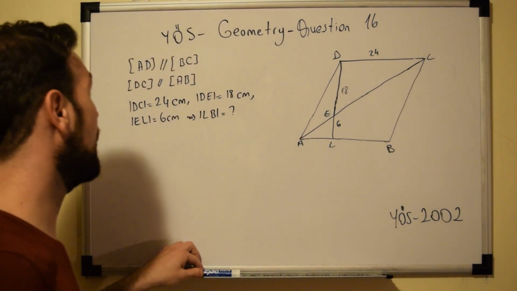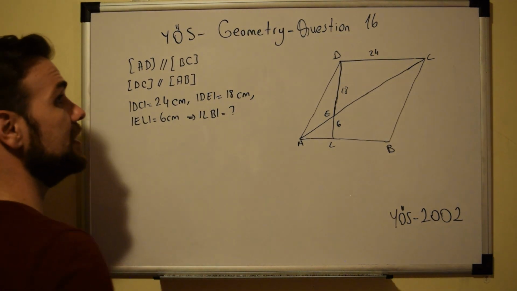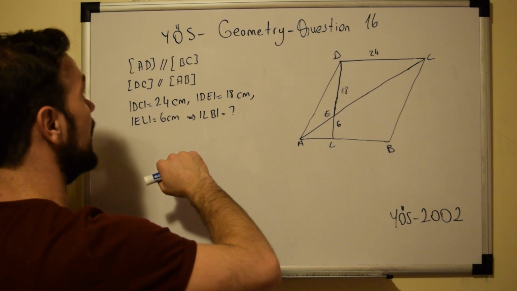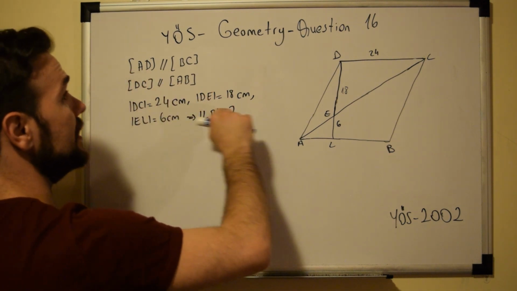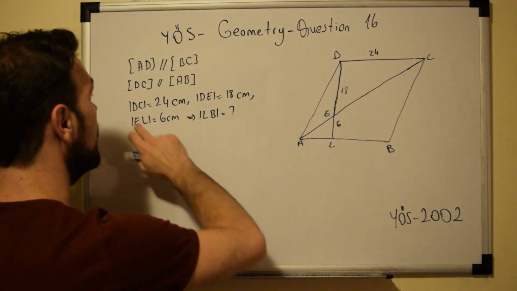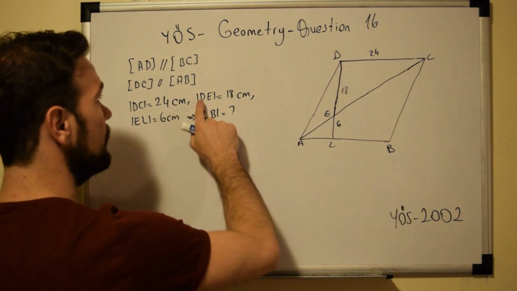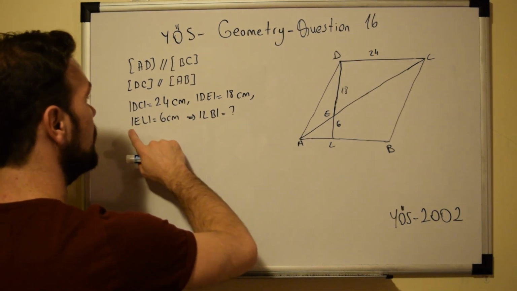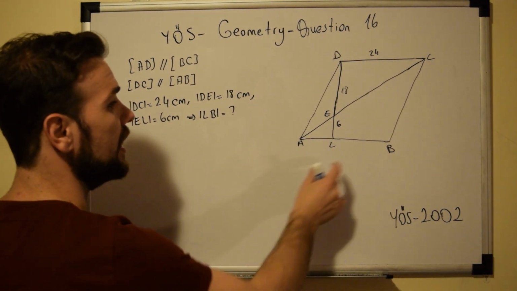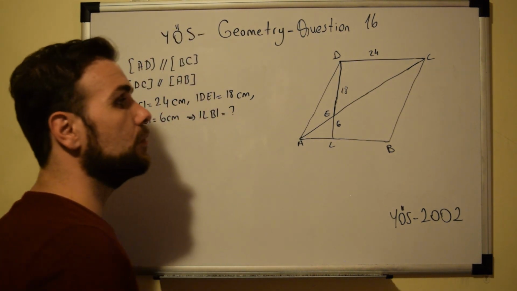In this question we have AD parallel to BC, and DC parallel to AB. We have DC equal to 24, DE equal to 18, and EL equal to 6, and we are asked the length of LB. Now, what do we do here?